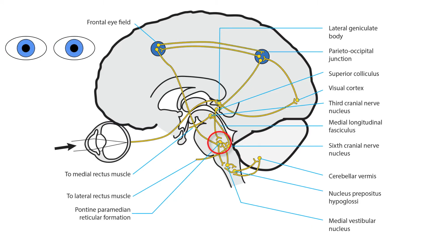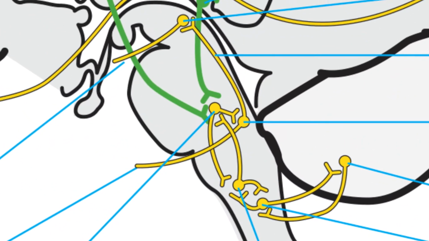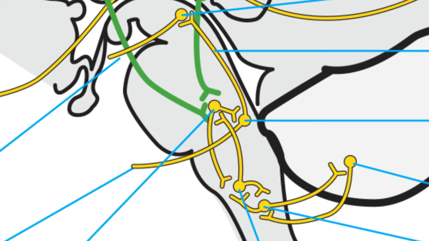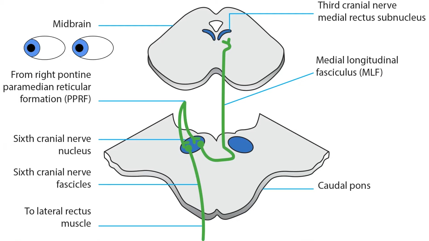pontine paramedian reticular formation, shortened to PPRF. The signal silences the PPRF's omnipause cells and excites its burst cells to jumpstart conjugate gaze to the right side. This jumpstart signal goes from the PPRF to the right sixth nerve nucleus.